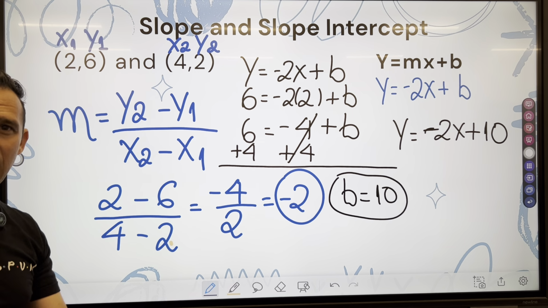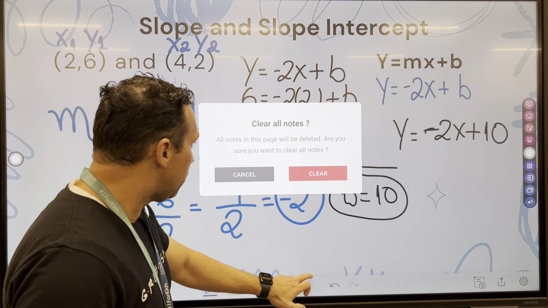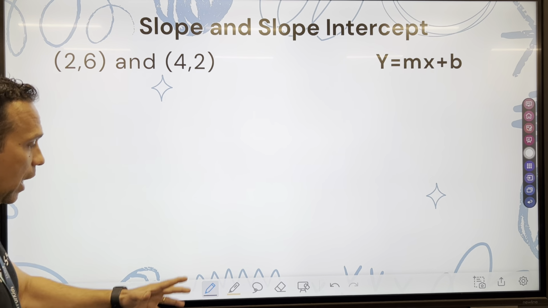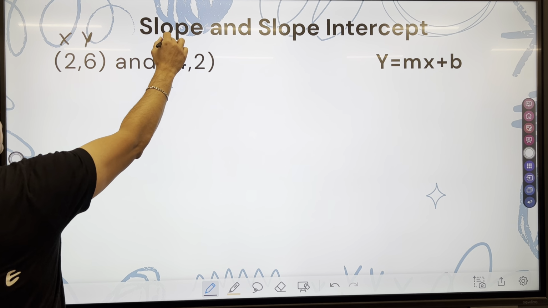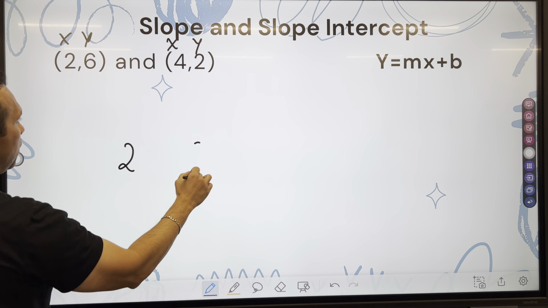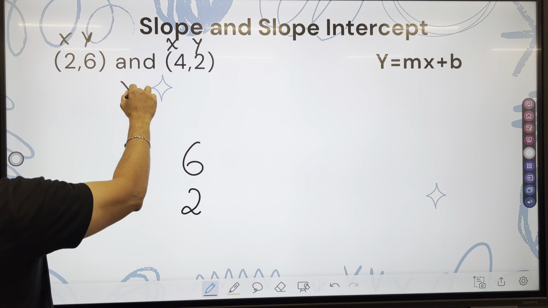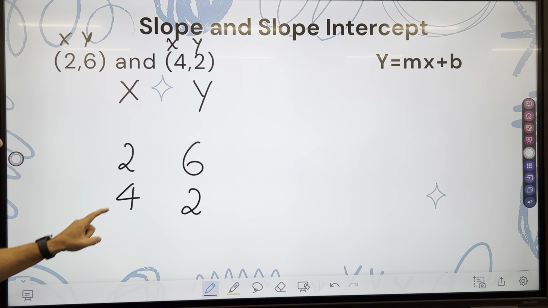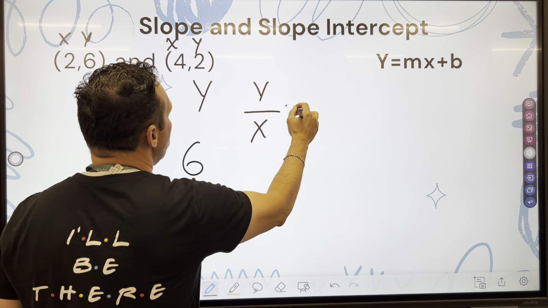Mr. Paulo, I don't know if I can memorize that. Well, you can, but if you think it's very complicated, what I like doing is I create a table. So x, y and x, y. We can do the point 2, 6 and the point 4, 2. And this is x, this is y. What's happening with the y is it's decreasing. It's going to be y over x. You saw the video with the table.